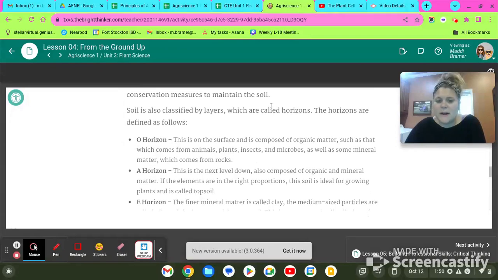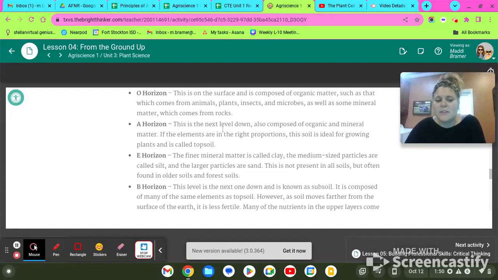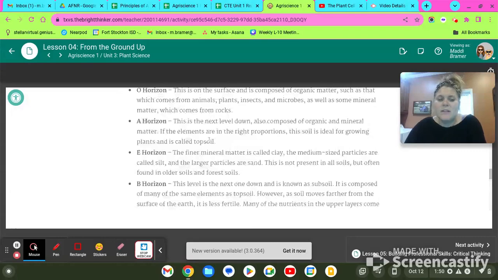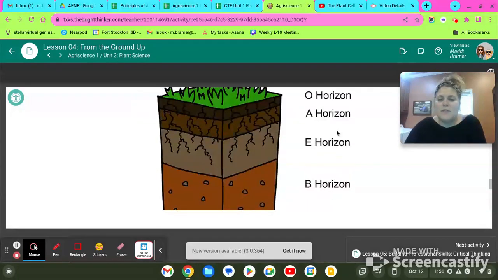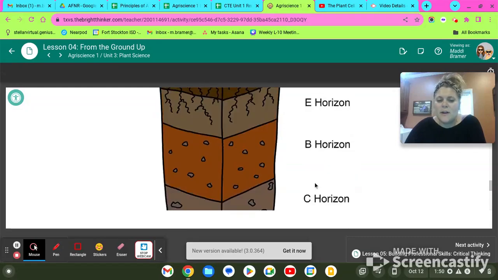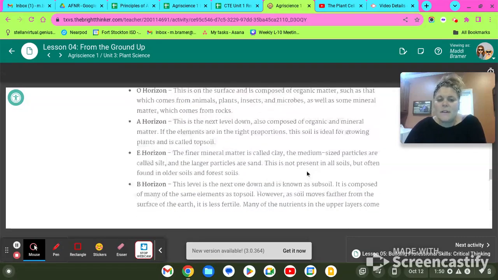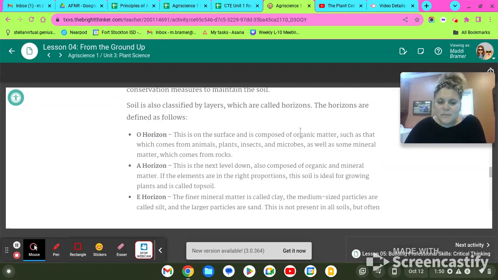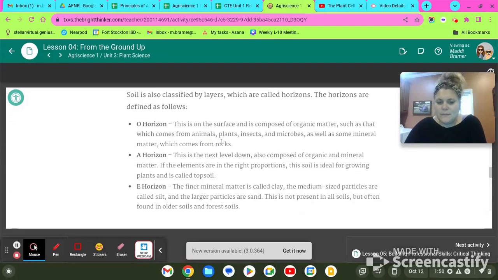Soil is also classified into horizons. We call different soil levels horizons, and they're classified by letter. So you've got O, A, E, B, C, and R horizons. Okay, so the O horizon, that's O for organic matter. So that's animals, plants, insects, microbes, as well as some mineral matter.